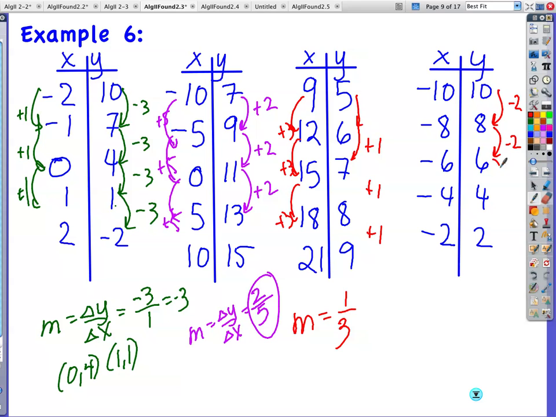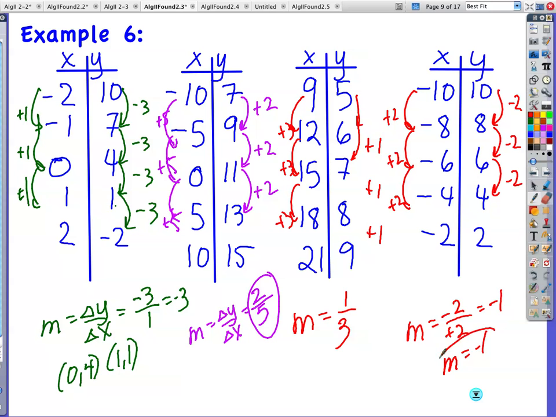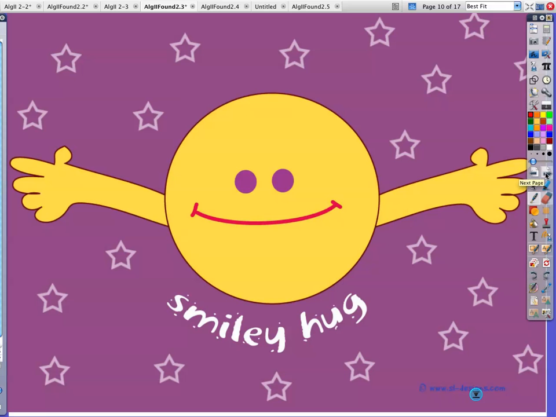Change in y, -2, -2, -2. Change here, +2, +2, +2. My slope, change in y is -2, change in x is +2. So I have a slope of -1. And we're done with this portion of lesson 2.3.